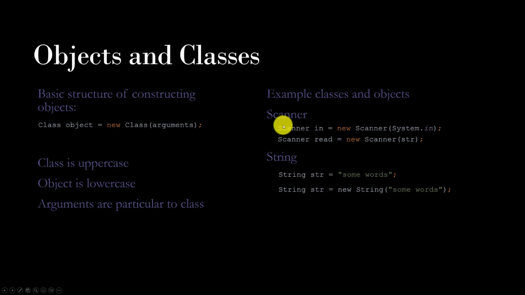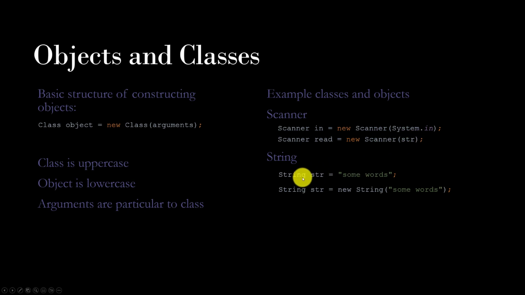Here are some ones that we've worked on before. Scanner: notice that the argument here is System.in, so that's going to read from the command line. We have this class, and this is our object. Then we can also scan strings, which we've done so far. Notice we have an object here, the Scanner class, and the argument is a string.